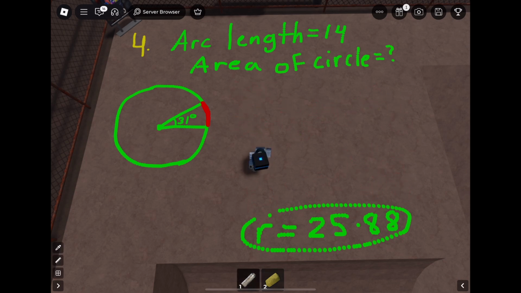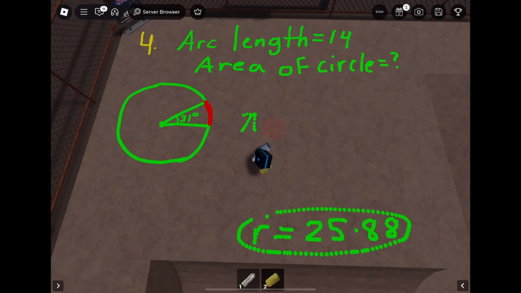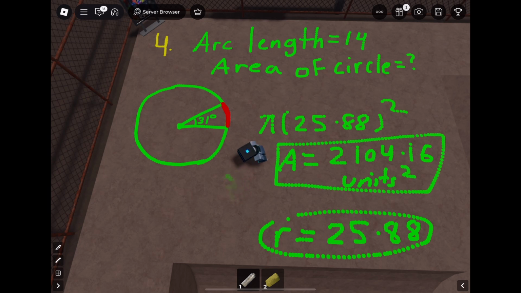So now, we know that the area of a circle is just pi r squared. So just put in 25.88 into r, and we'll be done. Oops, the eraser is not functioning. Put this into a calculator, and the total area, which I'll just write as A and move out of the way, is about 2,104.16 units squared. And that's it. That's the area of the circle. Let's move on to the next problem.